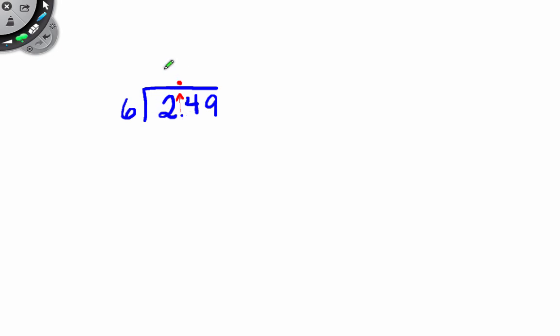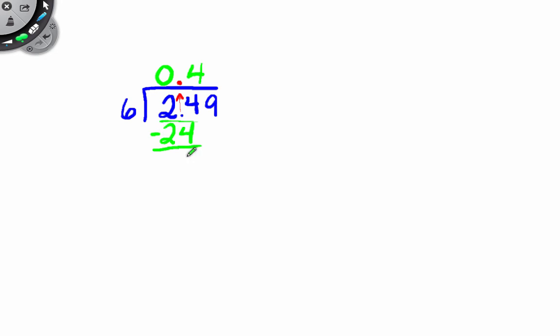6 goes into 2 0 times, so we're just going to go ahead and put that 0 there. Now we're going to take 6 into 24. 6 goes into 24 4 times. 6 times 4 is 24. And notice, we only worked with that decimal to bring it up. From now on in the problem, we are going to ignore anything to do with that decimal point. That means whenever we subtract, you don't bring it down or anything like that. You only put it up in the quotient right at the beginning.